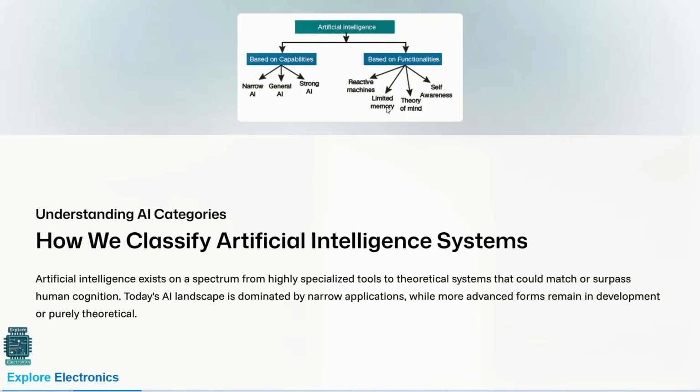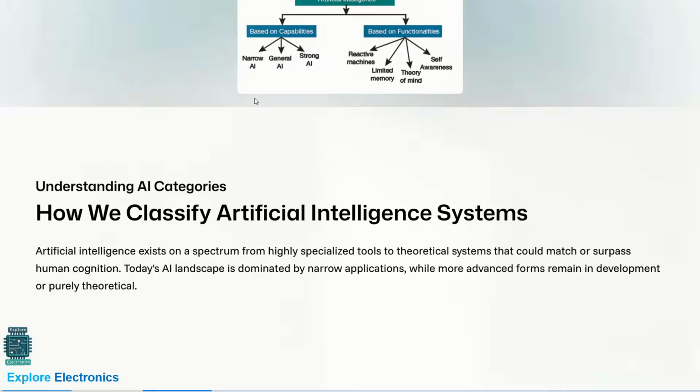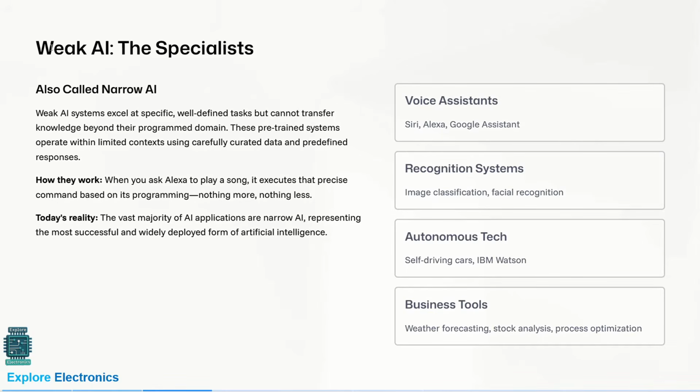Now let's understand the very first one, that is narrow AI. We also call this weak AI or narrow AI. These are the systems that excel at specific well-defined tasks, but they cannot transfer the knowledge beyond that. The very best example for this is, let's say you ask Alexa to play a song, it executes that very precisely with respect to the command you have given, based on its programming. Nothing more, nothing less. This is how they work.